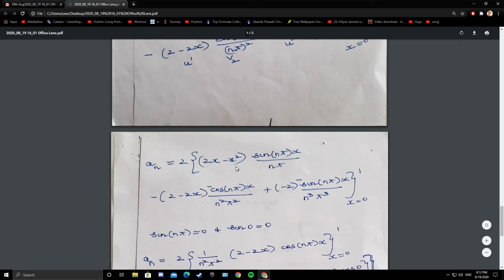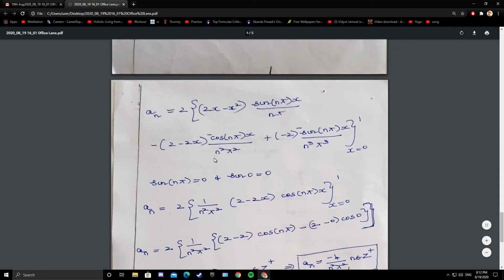So when x takes the upper limit 1, you see the sine term, sine n pi is 0, and when x takes the lower limit 0, sine 0 is 0. So the first term and the last term are 0. You only have to simplify the second term.